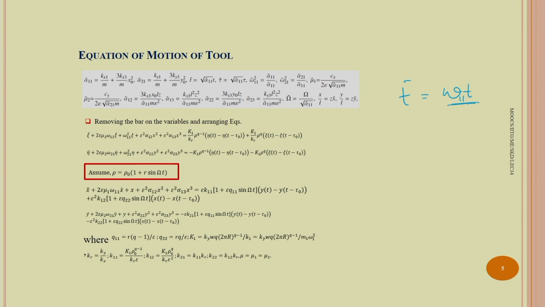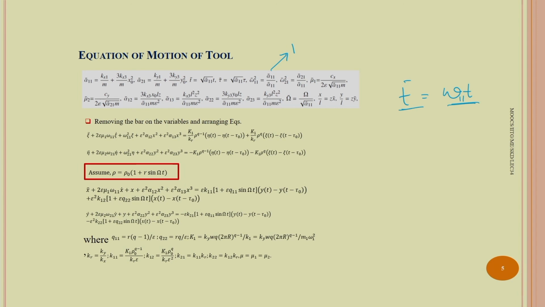So, we are taking this non-dimensional time t bar equal to root over alpha 1 1 t, then tau bar. This is the delay time, which we can also non-dimensionalize: tau bar equal to root over alpha 1 1 into tau. This is the non-dimensional omega 1 1 we are taking, so omega 1 1 square equal to alpha 1 1 by alpha 1 1. You can see we have taken it in such a way that this term becomes 1. Then omega 2 1 square is alpha 2 1 by alpha 1 1.